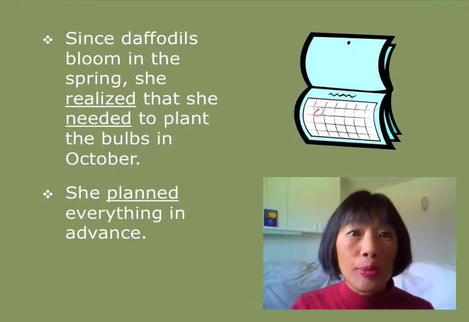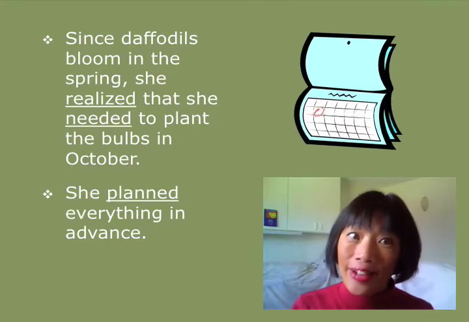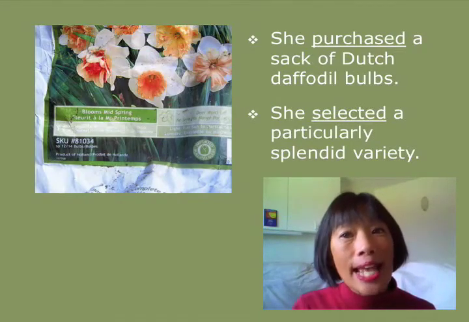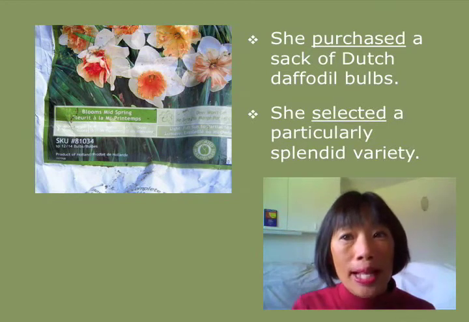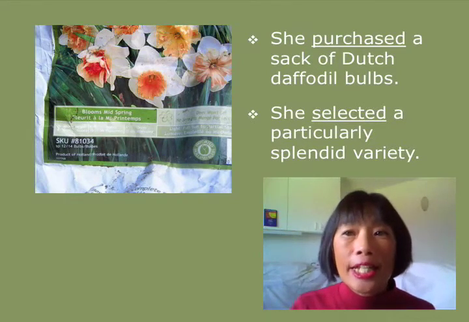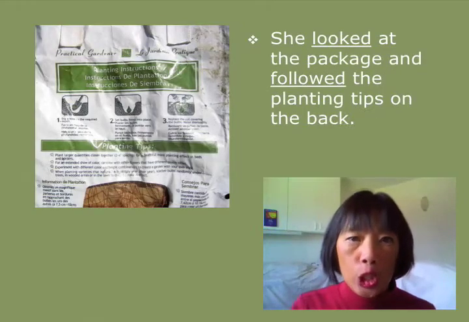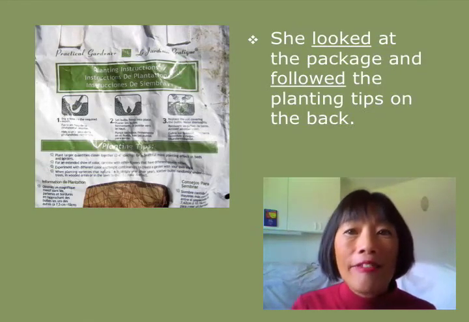Since daffodils bloom in the spring, she realized that she needed to plant the bulbs in October. She planned everything in advance. She purchased a sack of Dutch daffodil bulbs. She selected a particularly splendid variety. She looked at the package and followed the planting tips on the back.